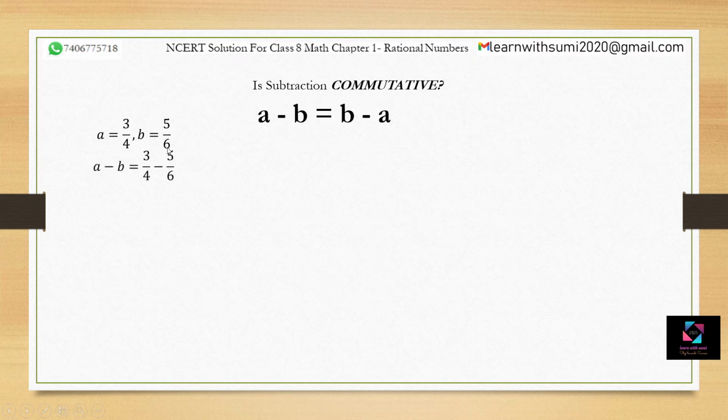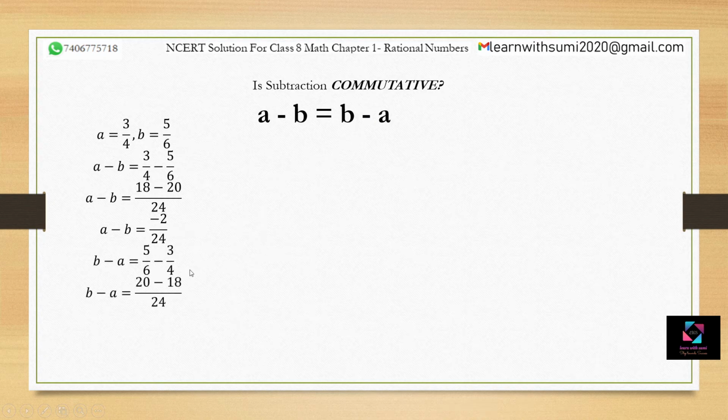If we subtract them, we will get 18 minus 20 divided by 24, which is equal to minus 2 divided by 24. Now let's do it for b minus a. For b minus a, 5 by 6 minus 3 by 4 is 20 minus 18 divided by 24, which is 2 divided by 24. You can compare a minus b with b minus a. This is a negative value and this is a positive value. A negative value cannot be equal to a positive value.